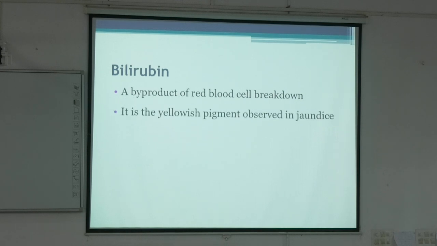Now let us come to bilirubin. Byproduct of RBC destruction. Yellowish pigment. Bilirubin is yellowish, biliverdin is greenish. And you will see it in jaundice.